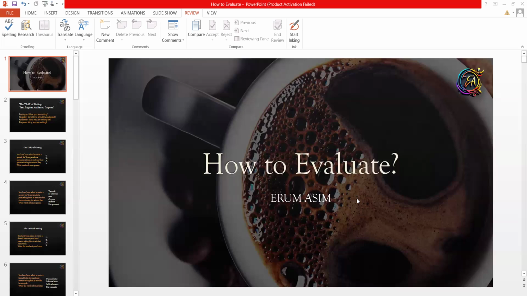Because this is one important aspect which we will be doing for paper 2, question number 1, that is the directed writing. There we are required to evaluate the texts which are given. So if we know how to evaluate, only then we'll be able to attempt question number 1 of paper 2.